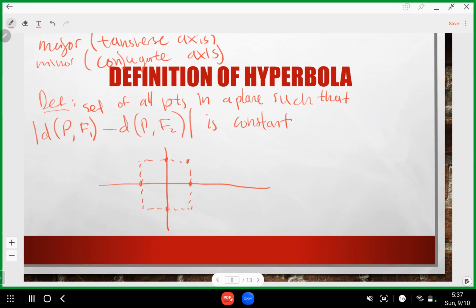Basically, what we do with this box is we connect the corners to make asymptotes. So everybody remembers what an asymptote is, right? It's this line that you cannot cross, right?